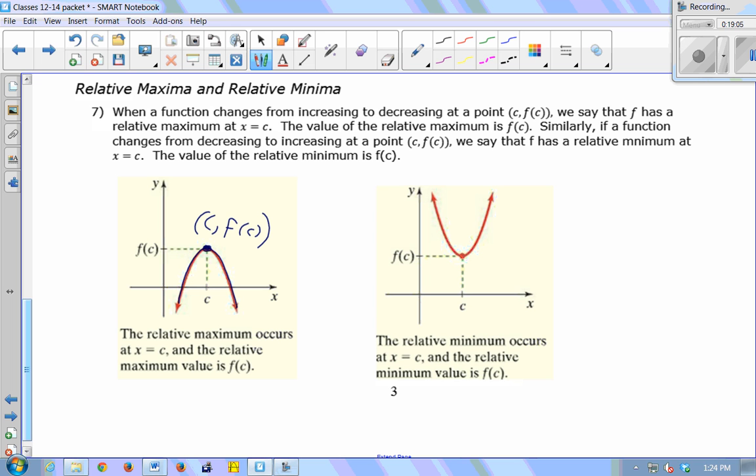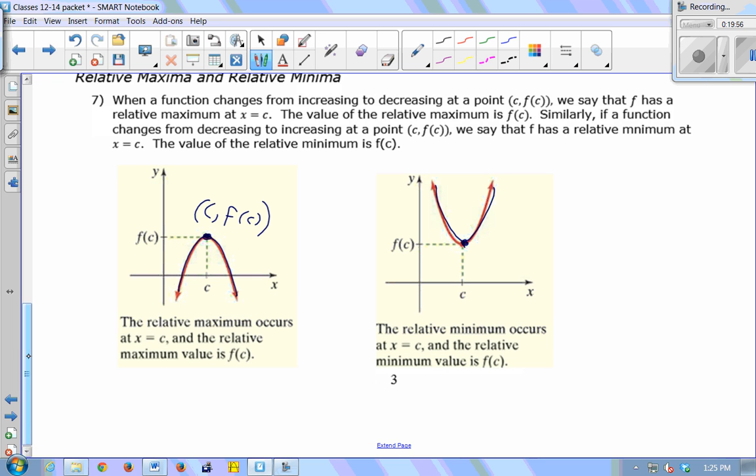So whenever you're asked where, you just give an x coordinate. An x coordinate's like an address, and the y coordinate is like what lives there. The maximum value is f of c. So c is where the maximum lives. F of c is the maximum value. And then similarly, we have a relative min, decreasing to increasing. That point where you switch is called a relative minimum. And again, the language is a little bit picky. To say where the minimum occurs, you say it occurs at x equals c. It occurs at the x value, and the minimum value is the y coordinate.